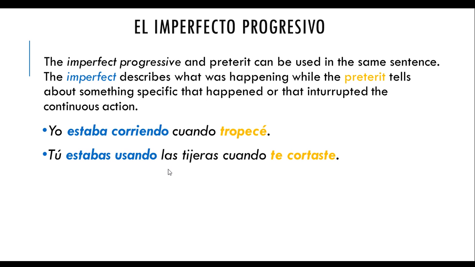Tú estabas usando las tijeras cuando te cortaste. So here we have the continuous action. You were using the scissors, that's continuous, when you cut yourself. And then you cut yourself at a specific point when you were using the scissors. So that's why this is preterite. That's interrupting this continuous action.